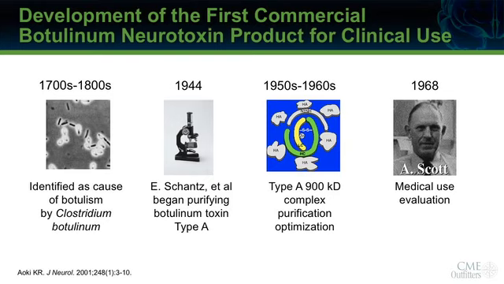And then in the late 1960s and 70s, Dr. Alan Scott, an ophthalmologist from California, began considering treatment of strabismus, infantile strabismus, with muscle paralytic agents, and came up with the consideration of botulinum toxin, a very creative and innovative approach, which was somewhat controversial early on, but Dr. Scott persisted and ultimately accomplished some very exciting results, ultimately resulting in FDA approval for multiple conditions.